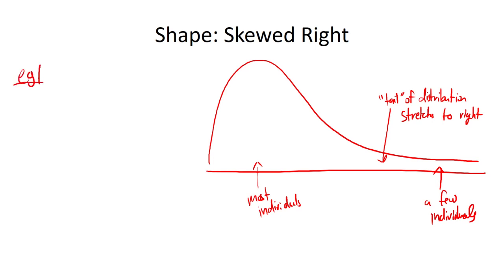So for examples, income typically would fall in a shape something like this. So if you look at the income of adults in the U.S., it's typically going to have a skewed right distribution because where are most of us at?